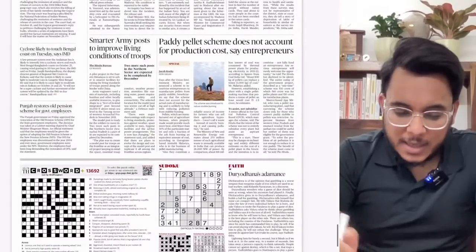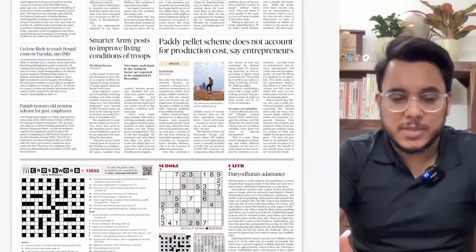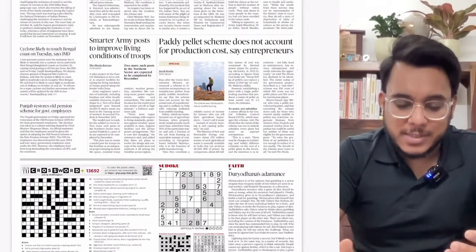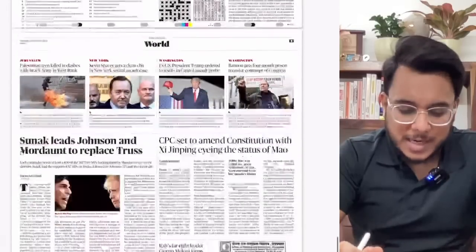Okay, then the Paddy pellet scheme. Now we'll see this Paddy pellet scheme. There are some criticisms that have come. Okay, so few days back we have seen this particular article, Smart army post to improve conditions of the troops. We'll see this article also briefly.